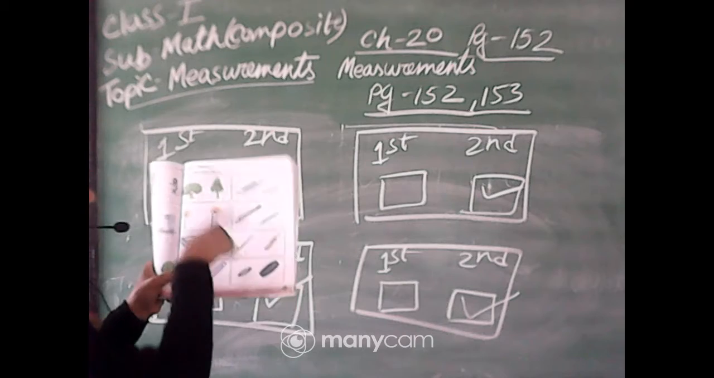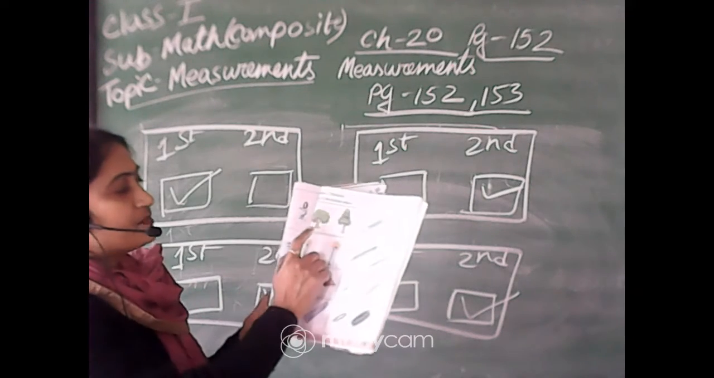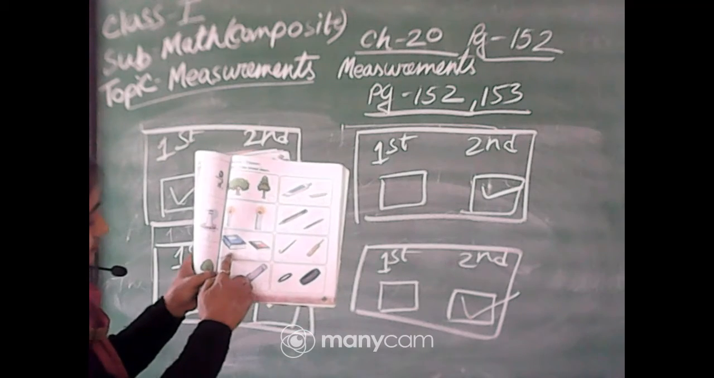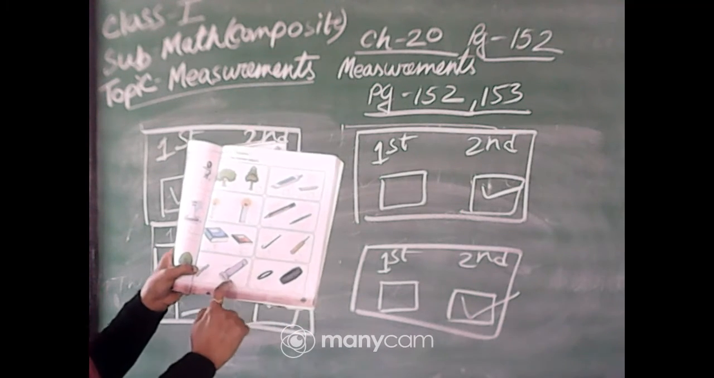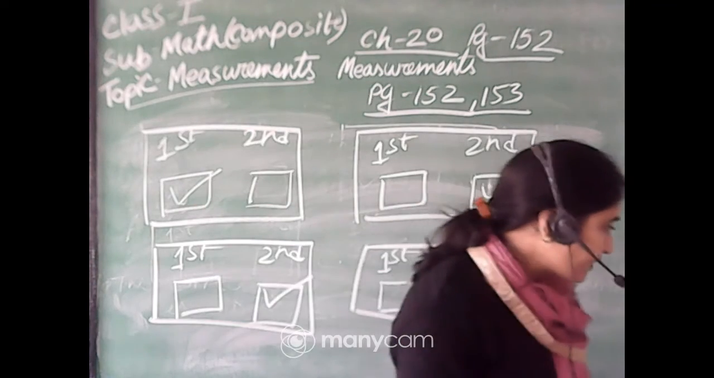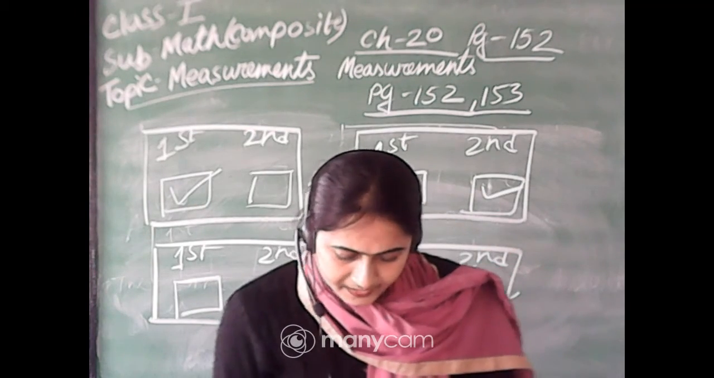Okay, done. You have to tick that thicker object. This is thicker. This is thicker. Thicker, thicker, thicker. Done. Everyone completed this page. I hope this page is completed.